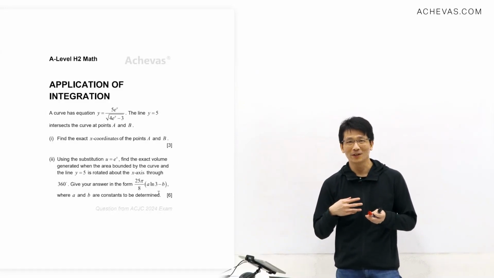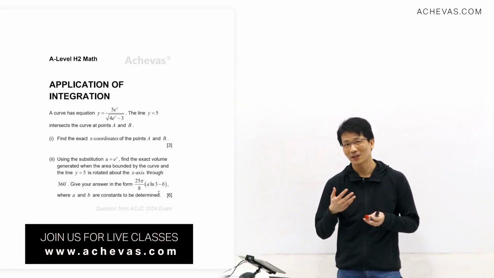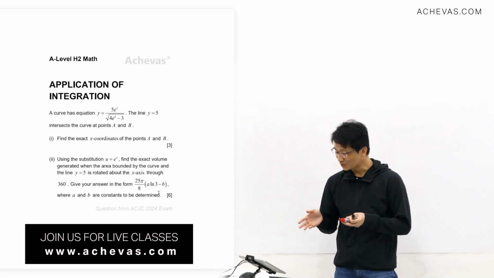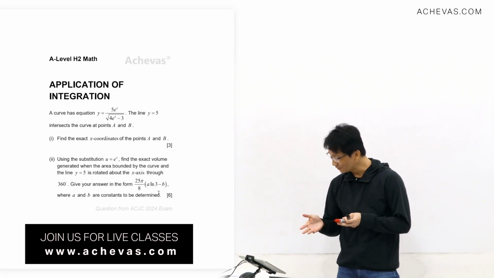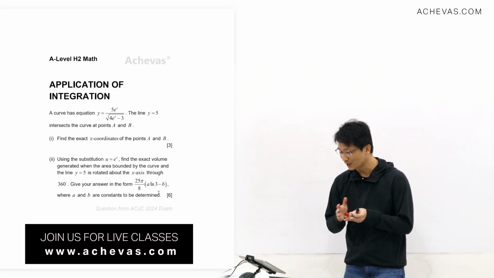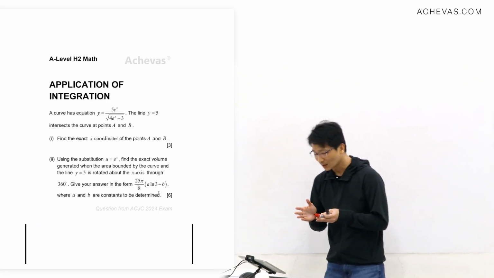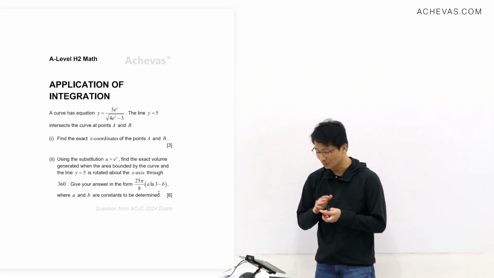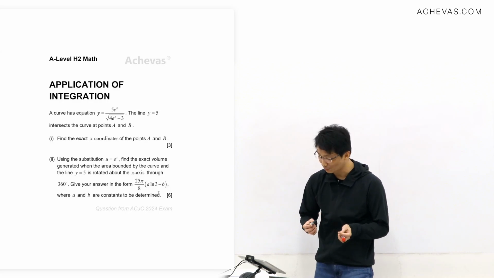So today we'll be taking a look at a question on application of integration. In this question, you're given an equation of a curve and the equation of a line y equals 5. This line will intersect the curve at the points A and B. In the first part of the question, you are supposed to find the exact x coordinates of the points A and B.